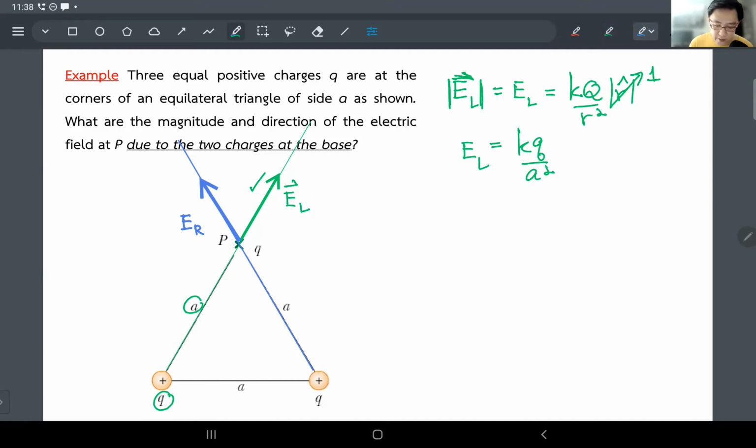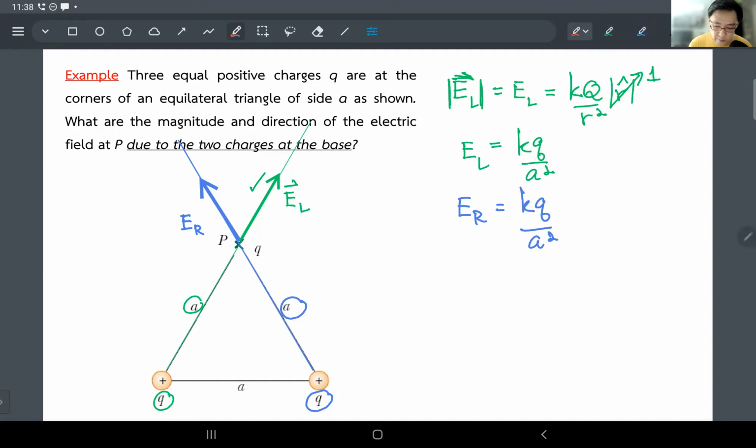I'll do the same thing for the E sub R vector. It's going to be K, the charge generating the field, over the distance from the source to the point of calculation, which is also a. So the magnitudes of these two vectors are exactly the same, except they are pointing in different directions. So what is going to be your net vector sum?